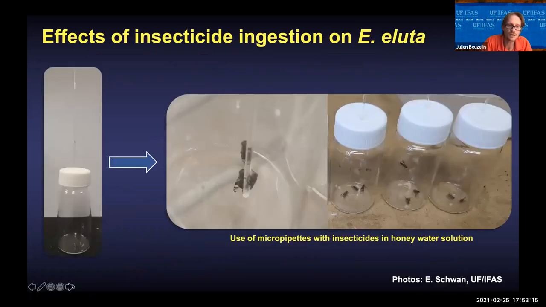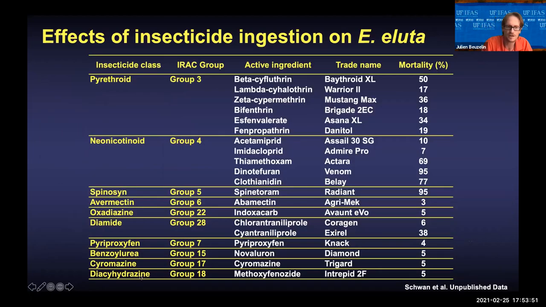So the other thing that we looked at was then the effects of insecticides when they were ingested. So the setup had to be different, it cannot be done in a spray booth. So we used those vials with those micropipettes that have the insecticide in honey water and allow the flies to feed. And so then we can evaluate what the effect of the insecticide is. For this, we used 1 to 2% dilution of the insecticides relative to a high field rate, to give you an idea. And so this is what we found.